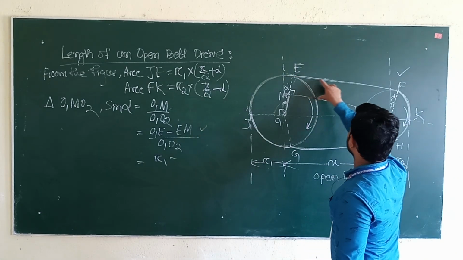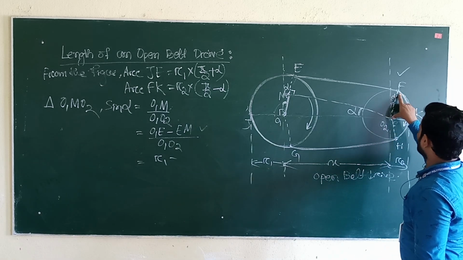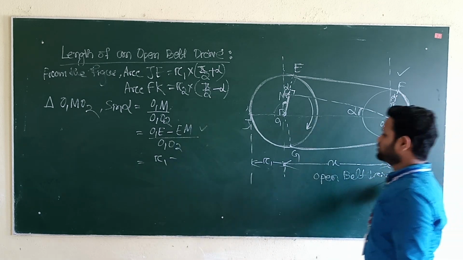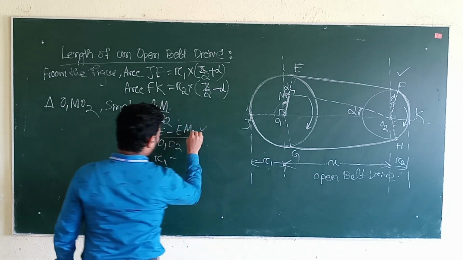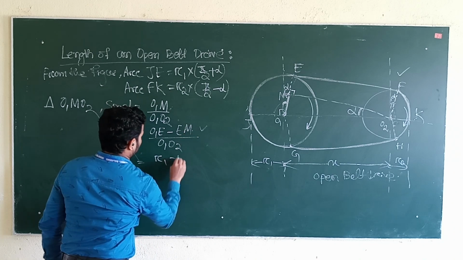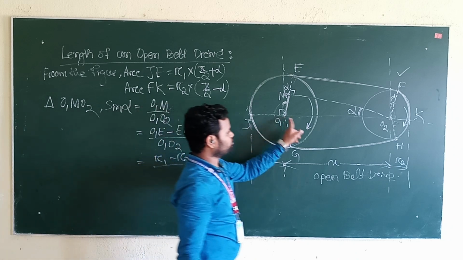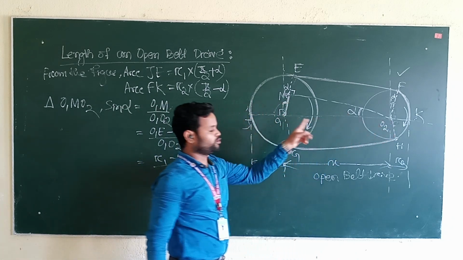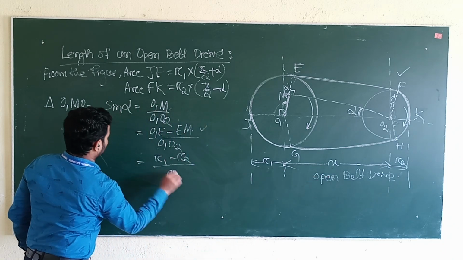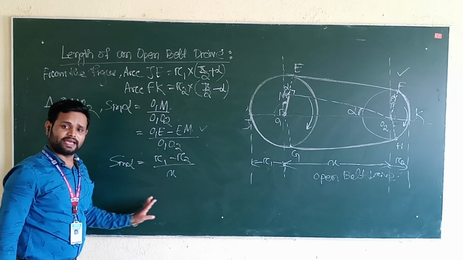What is EM? We know that EM is parallel to O2F. So O2F is the radius of the smaller pulley, and the radius of the smaller pulley we know is R2. So EM equal to O2F equal to R2. So R1 minus R2 divided by O1O2, the distance from the center of the larger pulley to the center of the smaller pulley. That is X. So O1O2 you can write X. So sin alpha equal to R1 minus R2 by X.